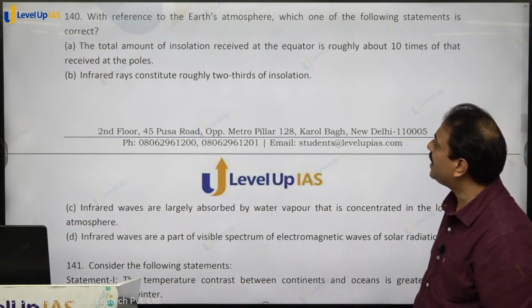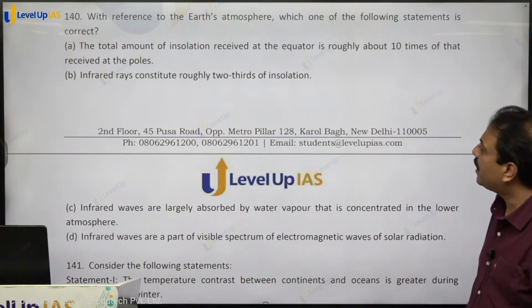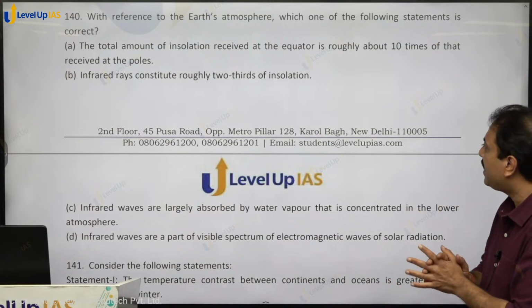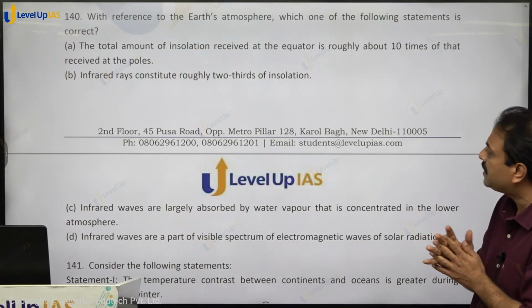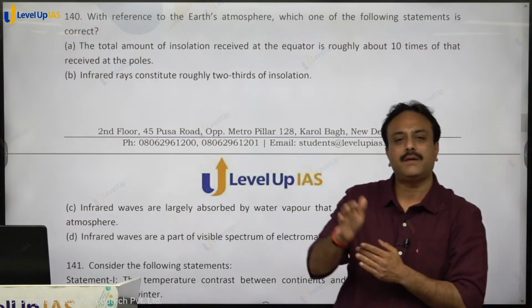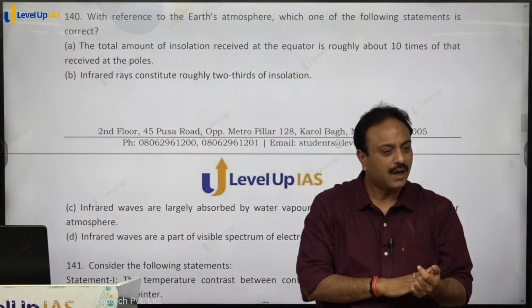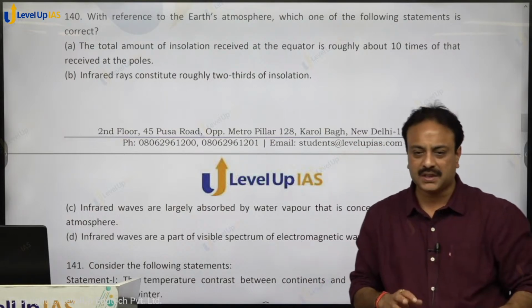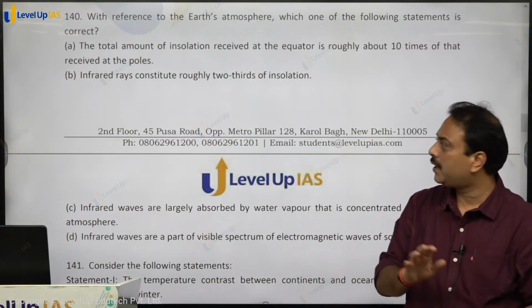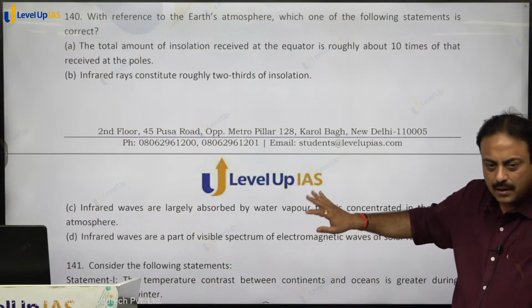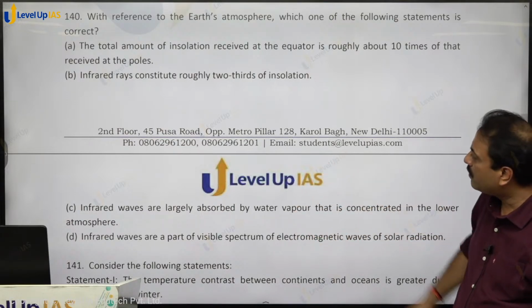With reference to Earth's atmosphere, which one of the following statements is correct? The total amount of insolation received at the equator is roughly about 10 times that received at the poles. Equator 100%, poles 42%. If we assume the equator is 100%, then on the poles it is only 42%. So the amount of insolation received at the equator should be 2.5 times, not more than that. So it is a wrong one.